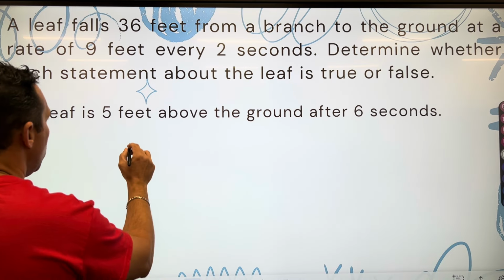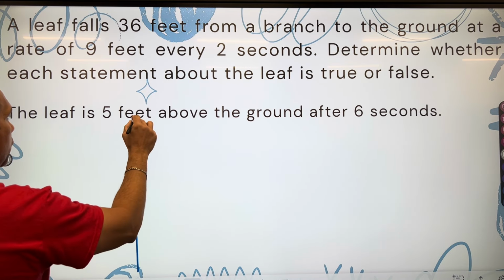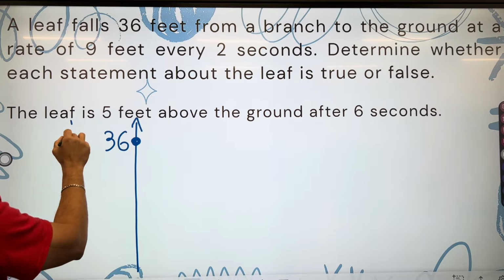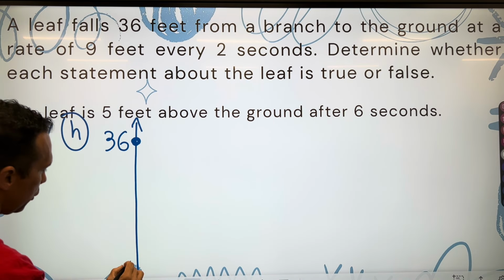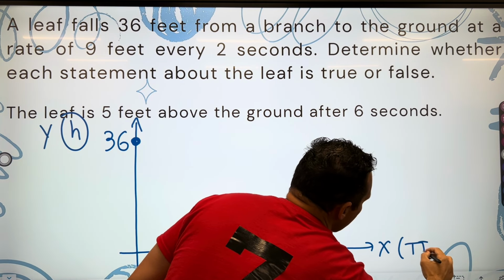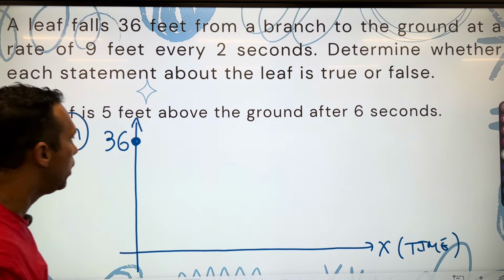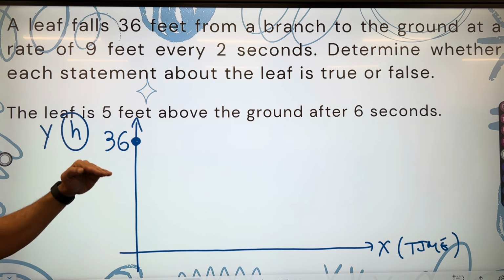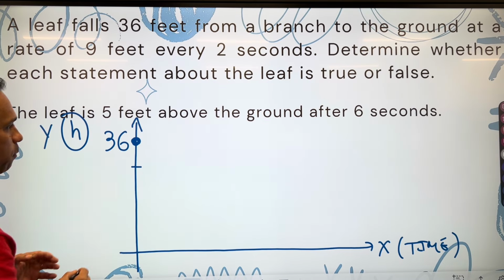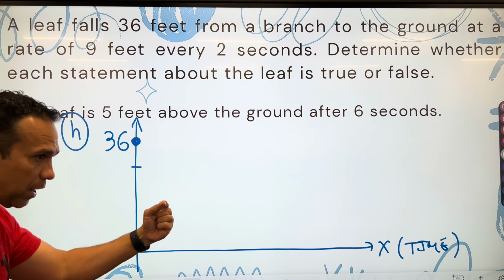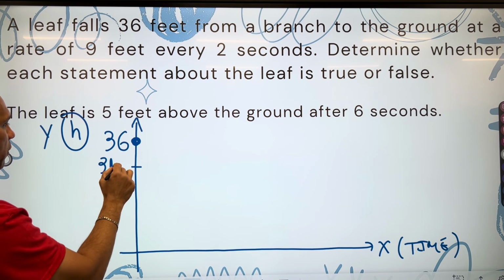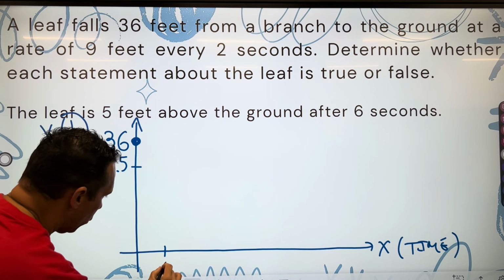So let me explain the last one. I will do this. The height was 36. So that's the height or y. Then this is x or the time. I will show you two ways to do that. So I'm going down by 4.5 feet every second, so I'm going to 31.5 feet after 1 second.